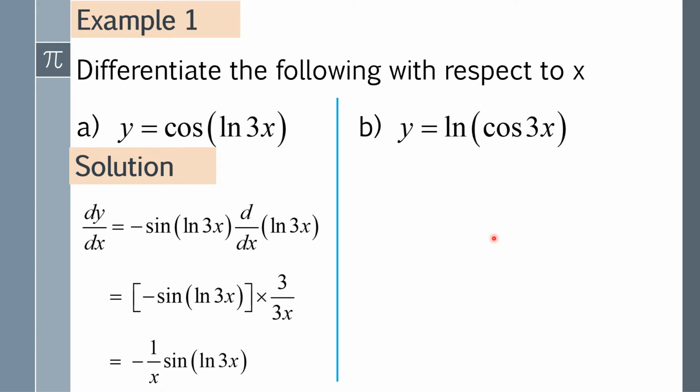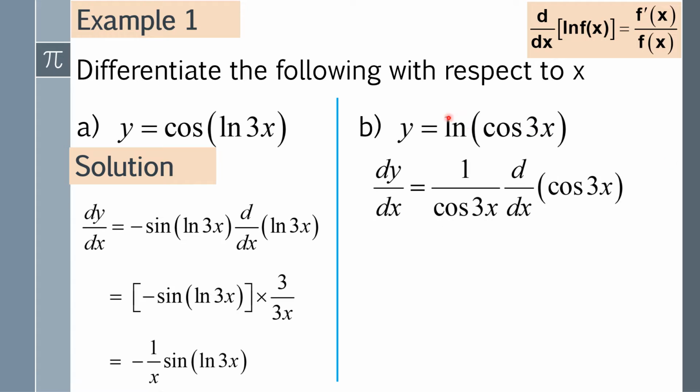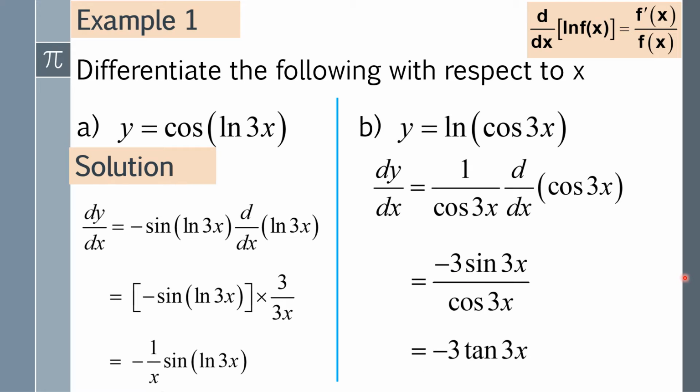For example 1b, y equals ln(cos 3x). By using this formula, d/dx of ln f(x) equals f prime x over f(x). So we copy cos 3x and put it at the bottom, then we differentiate cos 3x and put it at the top, so we have negative 3 sine 3x. Now we simplify this question, and we get negative 3 tangent 3x.